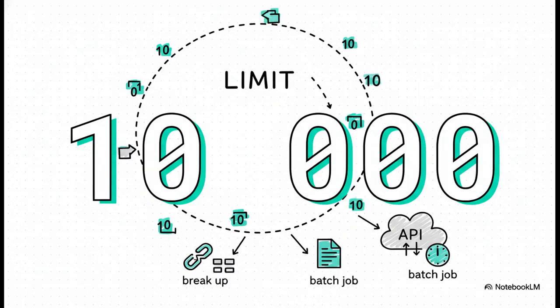Okay, this is a super important exam tip, so listen up. You have to know your limits. For a single real-time API request, you are capped at 10,000 bytes of text. If you have more than that, you have to either break it up into smaller chunks or, you guessed it, use a batch job instead. So burn that number into your brain, 10,000 bytes.